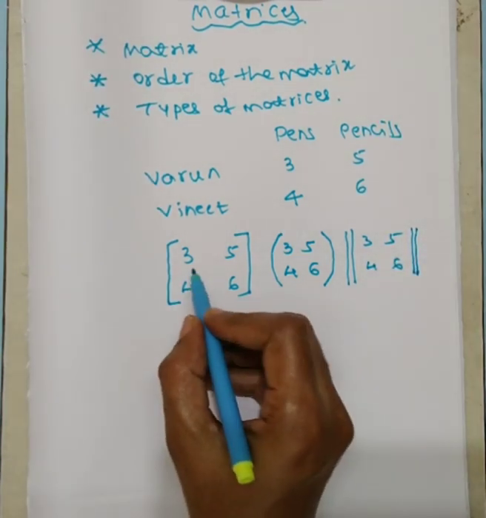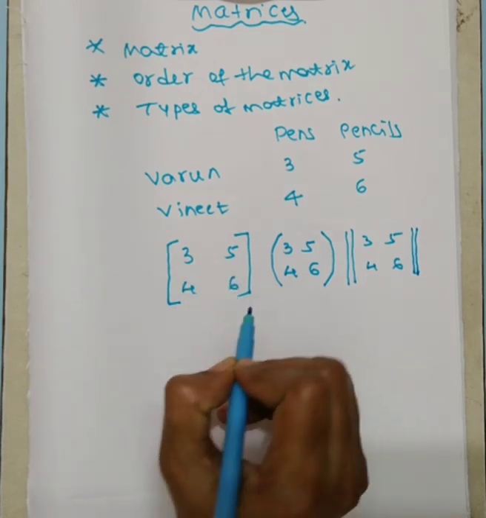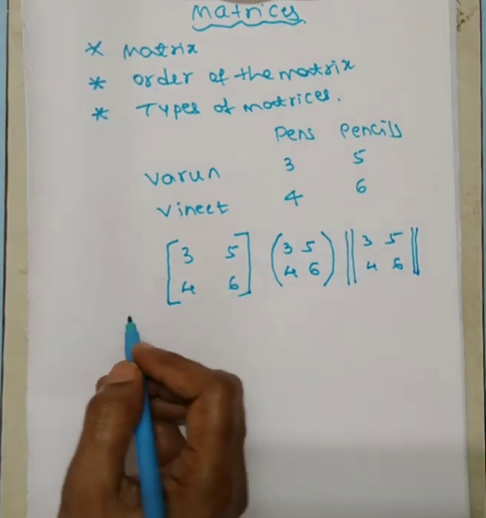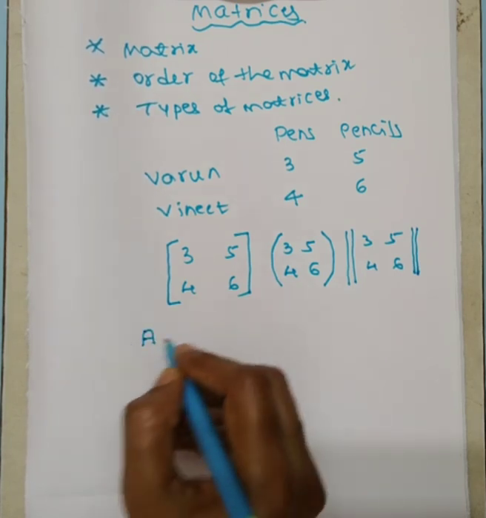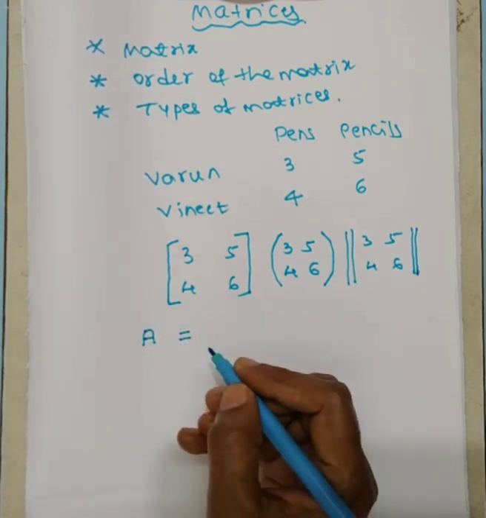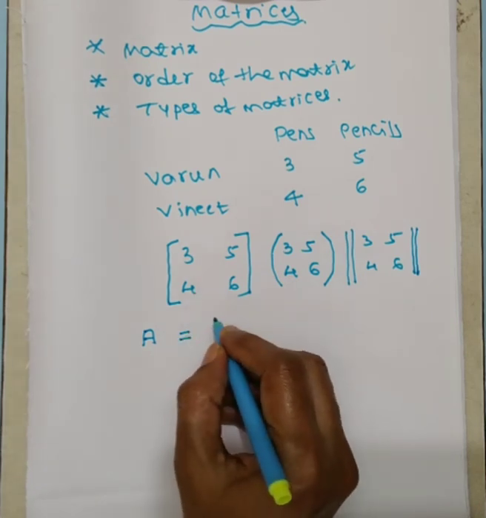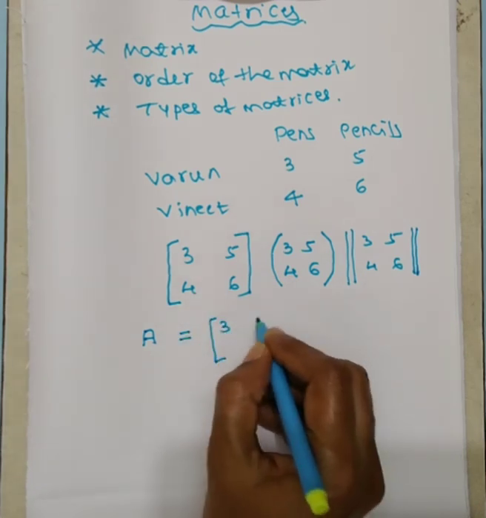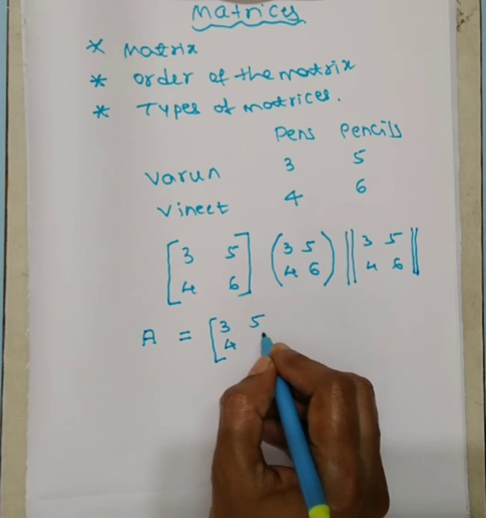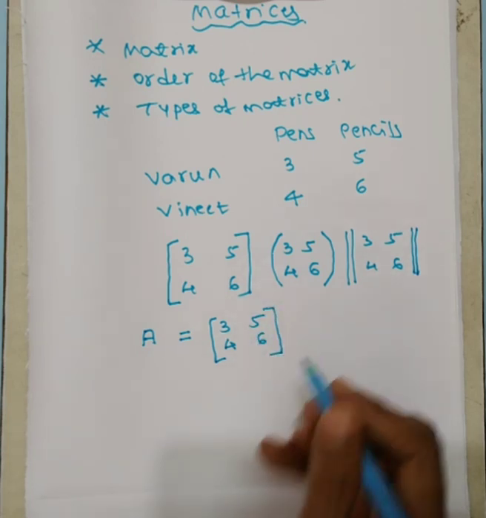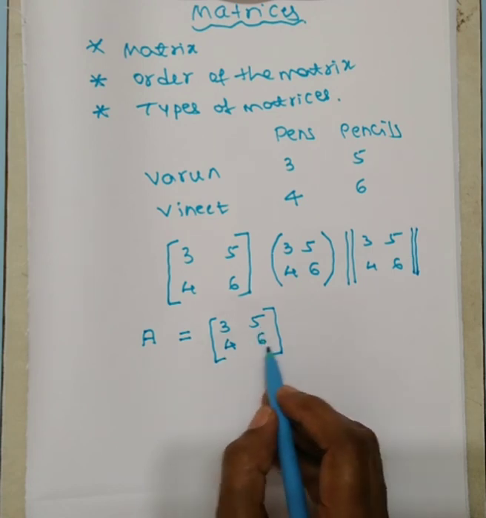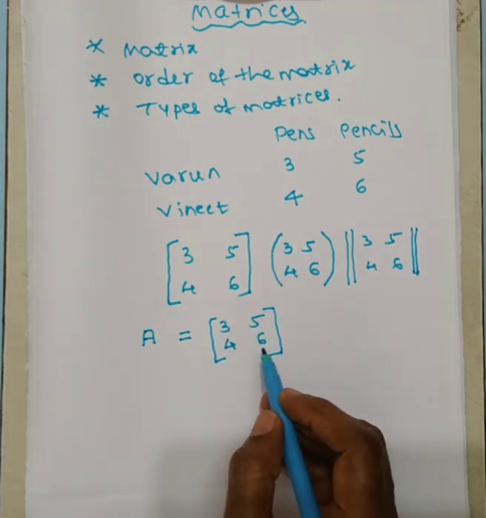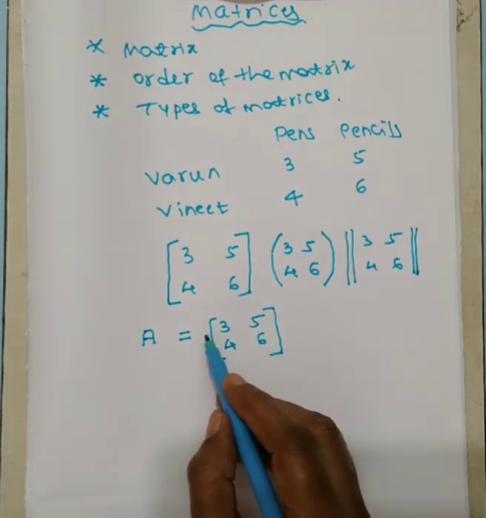So these numbers are called the elements of the matrix. Matrices are always denoted by capital letters. So let us name it as the matrix A, that is 3, 5, 4, 6. Let us name it as matrix A, 3, 5, 4, 6.